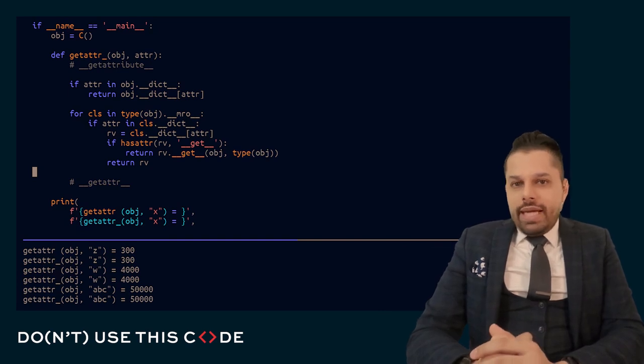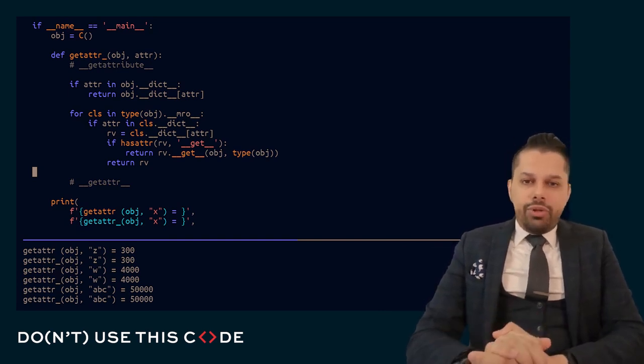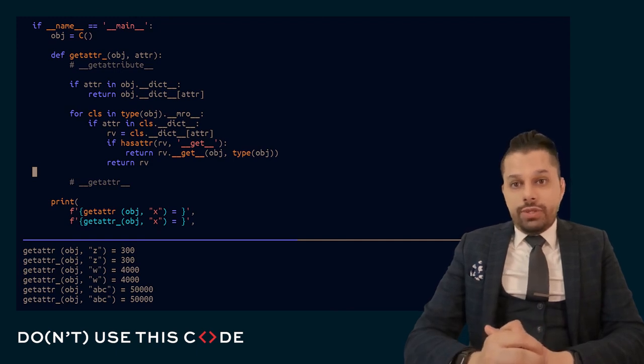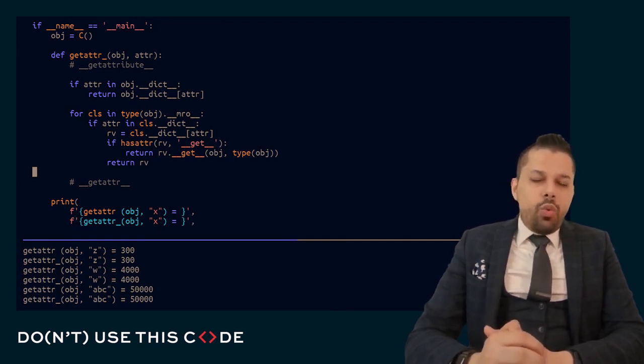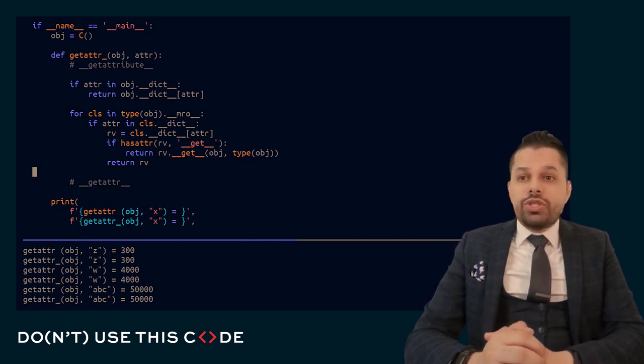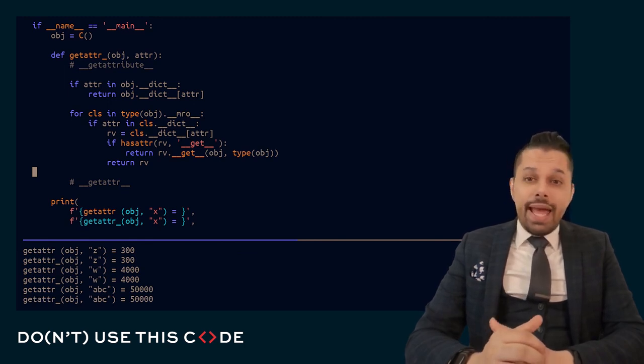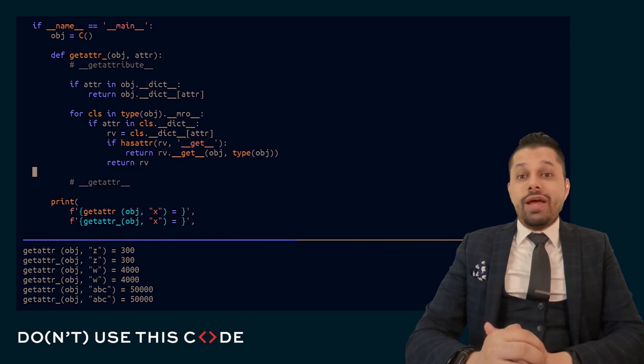So here you can see an implementation of our getattr protocol and an understanding for how the descriptor protocol fits into it. In the next video, we're going to take a look at what we can do with this descriptor protocol. We're going to re-implement from scratch class method, static method, instance methods, and property. Stay tuned. I think you'll really enjoy it.